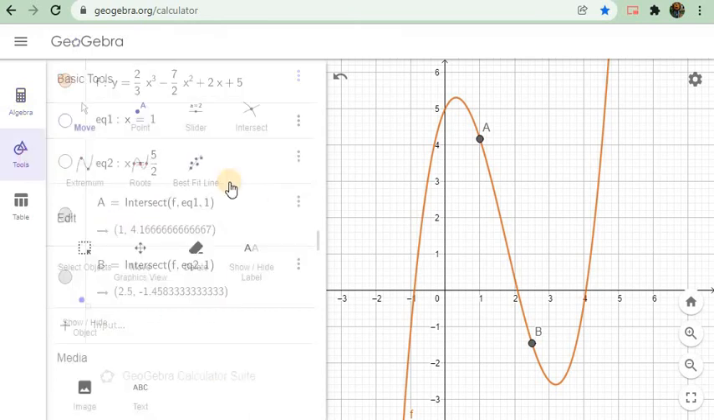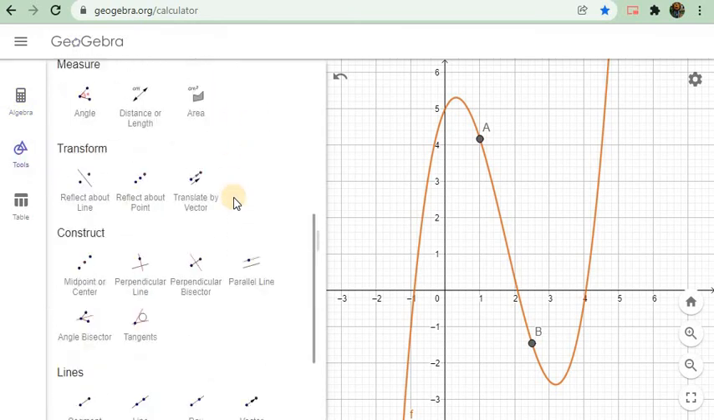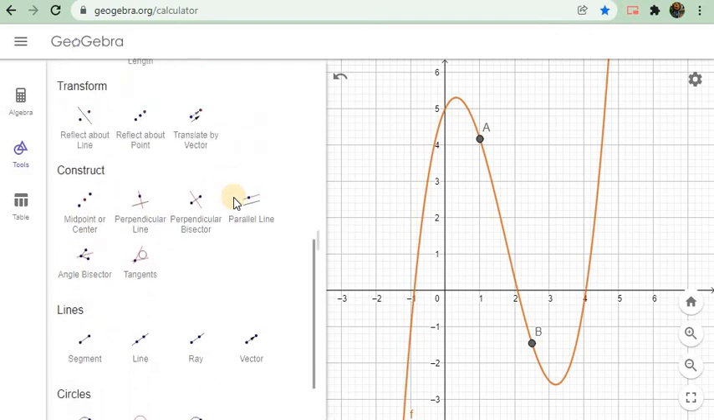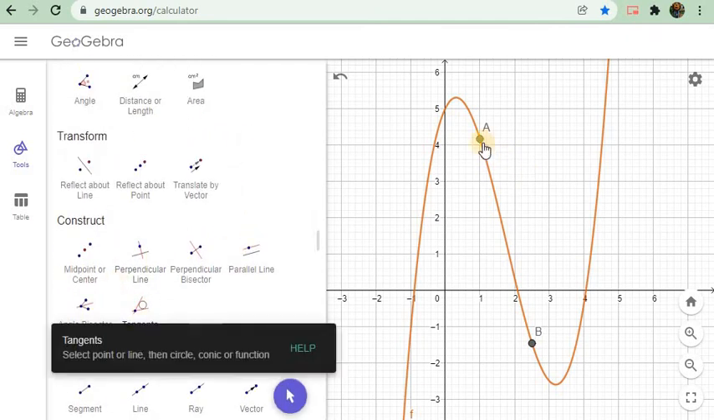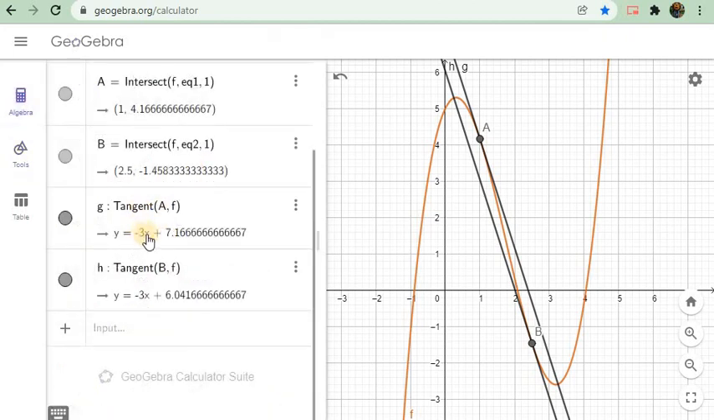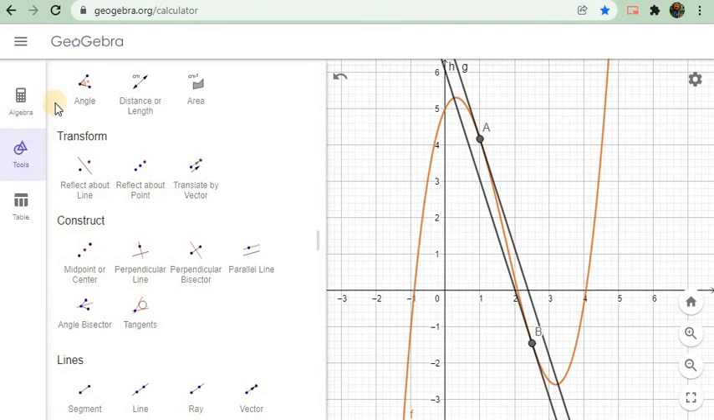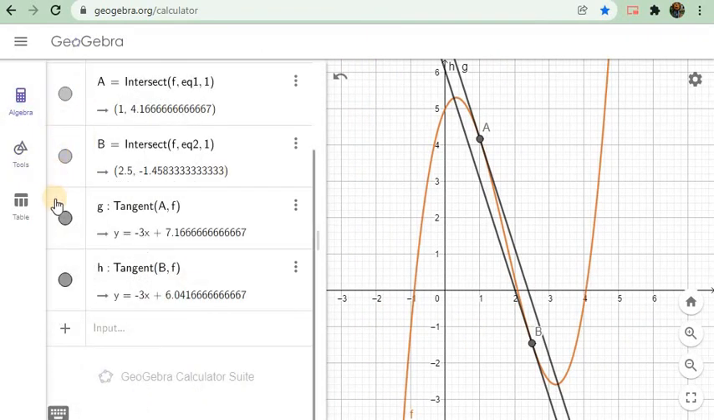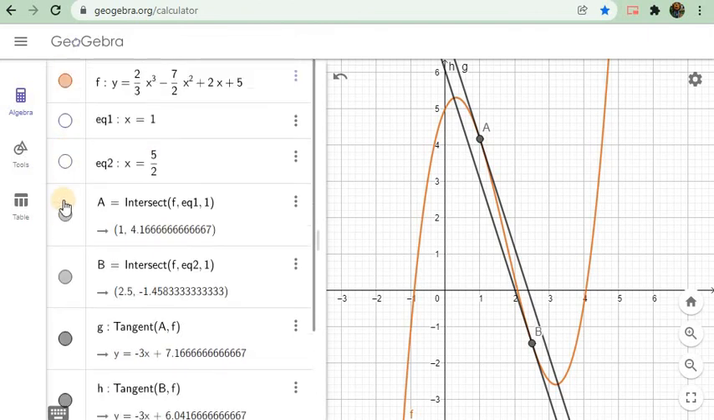Then we just need to check whether the gradient is equal to negative 3. Like this one, and then this one. Now here, the gradient is negative 3. It means we are correct. And then let's erase that one, and then we need to prove the next part.